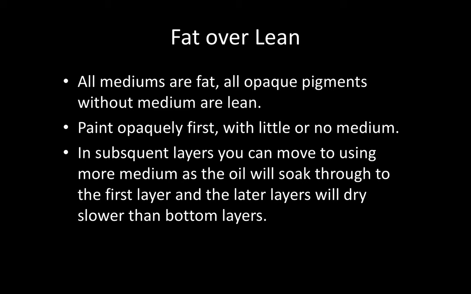And so you'll see this sometimes with old paintings where people didn't necessarily know about this or pay attention to it if they did know about it, where you see cracks in the paint, and those cracks come about sometimes because there was a fat, more oily layer underneath and it needed to dry. It continued to shift a little bit as it was drying, and it cracked through that lean paint on top of it that had dried. You usually want to paint opaquely first with little or no medium. In subsequent layers, as you move up to higher layers, you add just a little bit more oil. That oil will soak through to the first layer, which is already drying, and it will adhere to it. And then it will also allow those top layers to dry more slowly so that the bottom layers dry first.